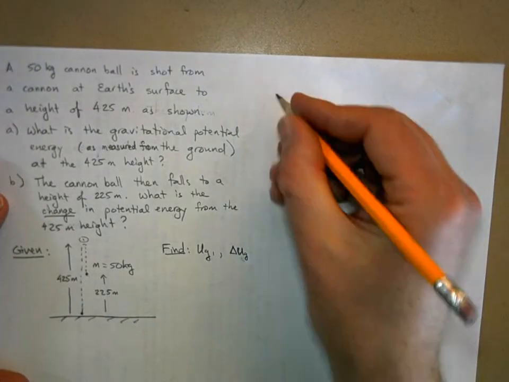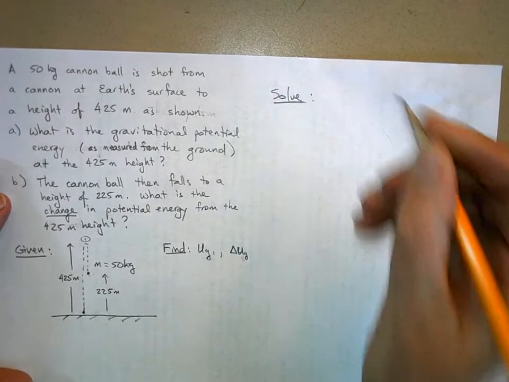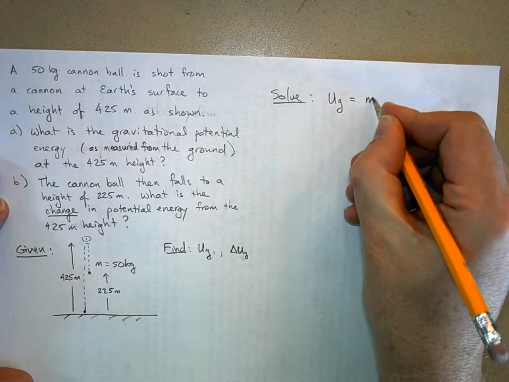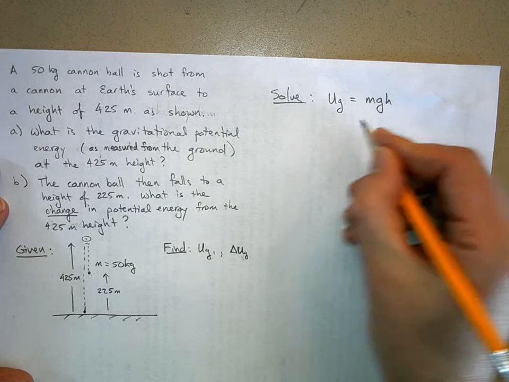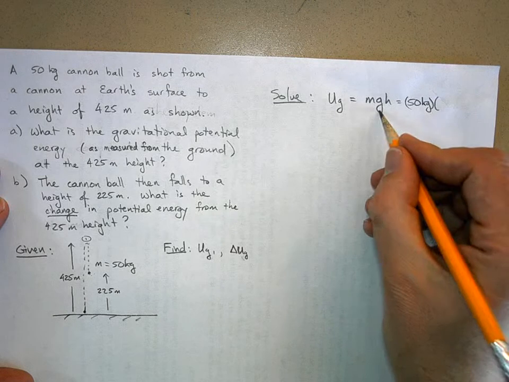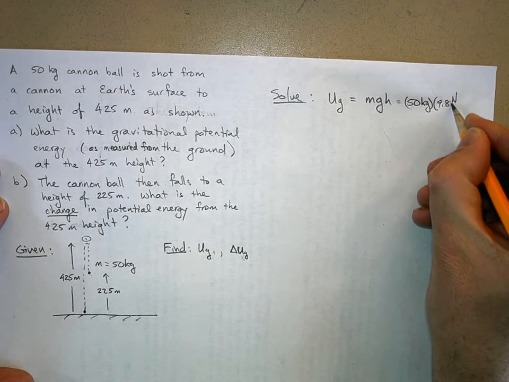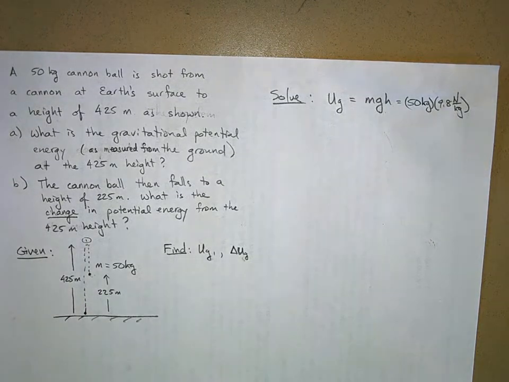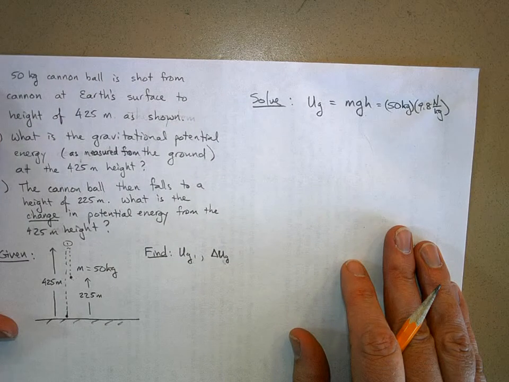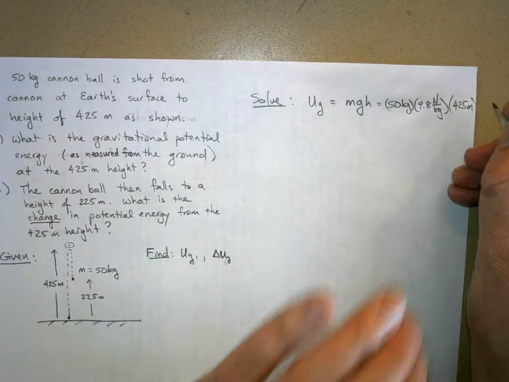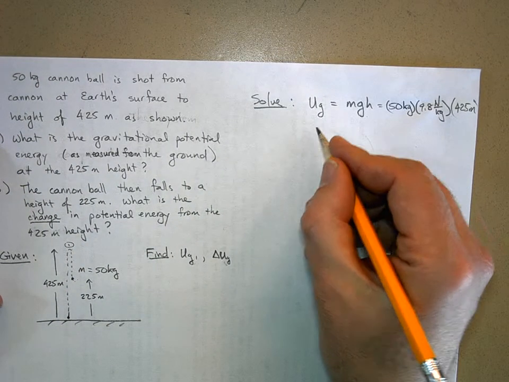So let's solve it. Let me zoom out so you can see the whole paper here. Okay, so for part A, let's solve it. U sub G is equal to mgh. We know this is 50 kilograms. This is 9.8 newtons per kilogram. And the h is 425 meters. And Saber, this is for you. So let's see if we can squeeze that in there. 425 meters. Okay, so it's quite a lot of energy, isn't it?